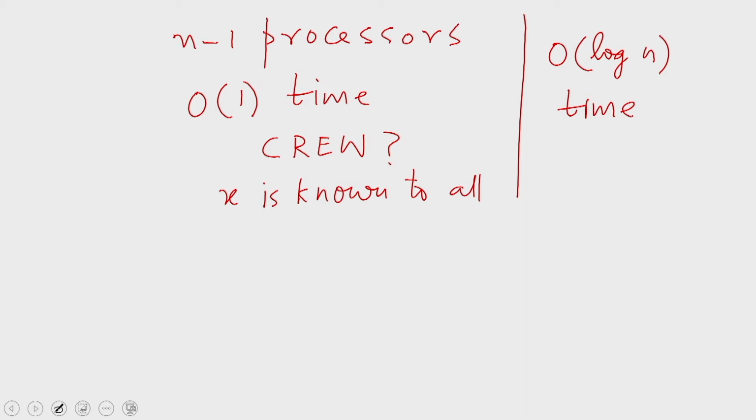If X is not known to every single processor to begin with. For now, let us continue with the CREW PRAM model. Let us say how we would execute search when we have P processors.